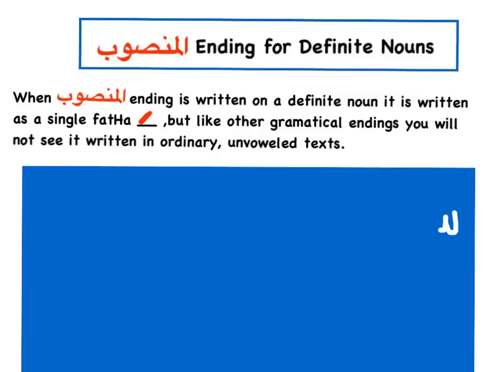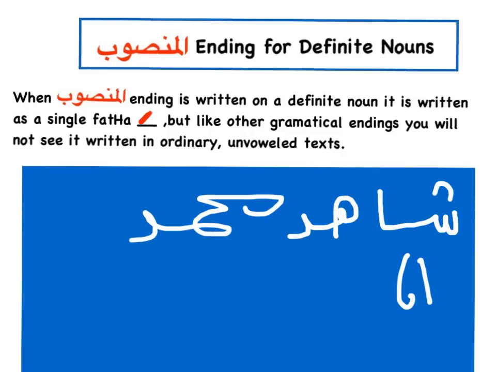In a sentence like شاهد محمد المباراة, as you can see, this is a verb, so it doesn't count, but still it has a fatha that we're not going to put. محمد, there's a dhamma that we didn't put, and المباراة, it should be mansuba because it's direct object, but in an unvoweled ordinary text you wouldn't see it or write it.